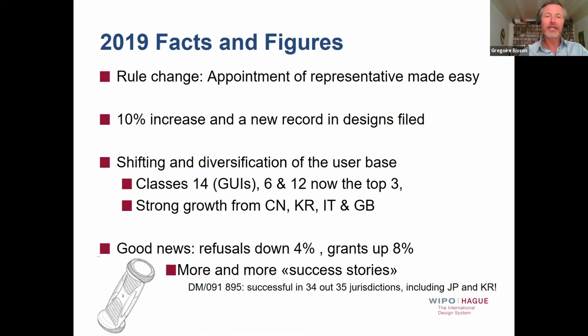So first, 2019, facts and figures. It was a very good year, 2019, for a number of reasons. First, we started the year with an important rule change that made the appointment of a representative easier. In a nutshell, when a representative files an application, it is sufficient that the representative signs the form without attaching a power of attorney. And since we introduced that rule change on January 1st of last year, we saw a major drop in the number of irregularity letters that we needed to issue. So that was indeed a very much welcome amendment.